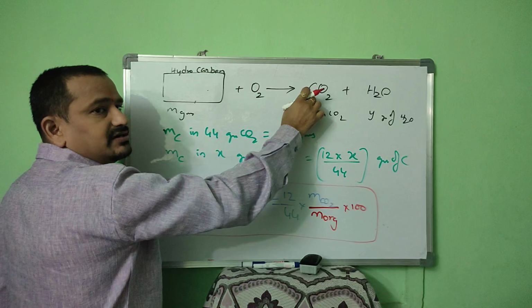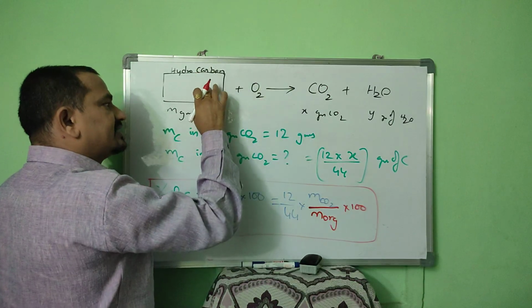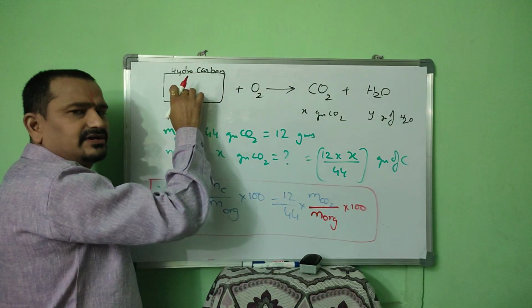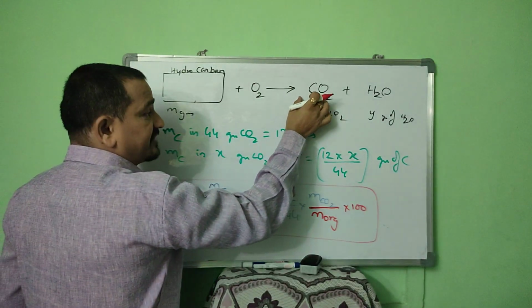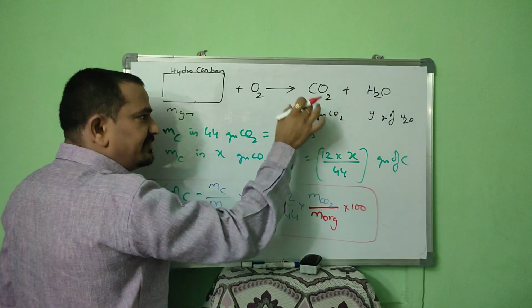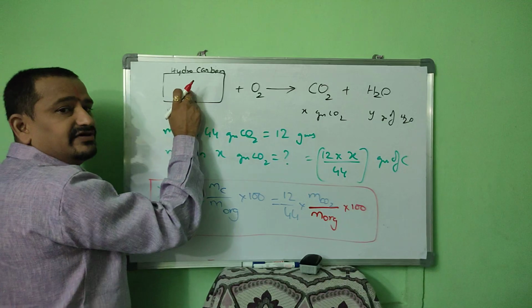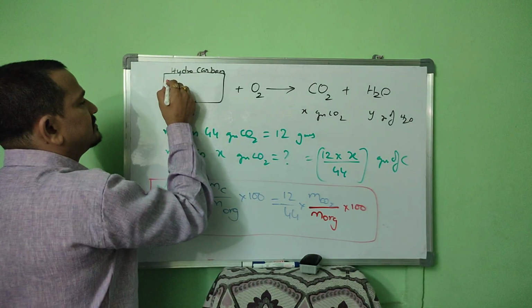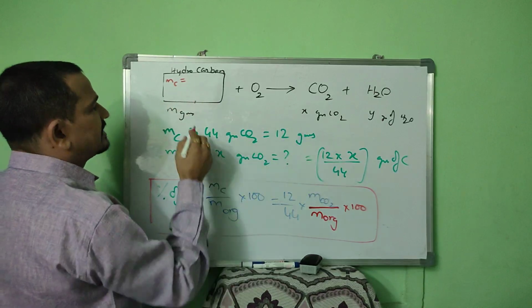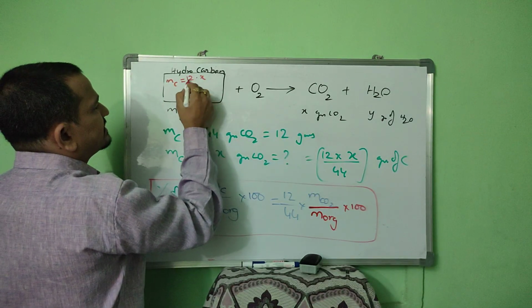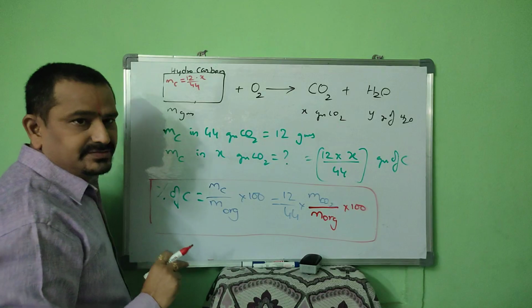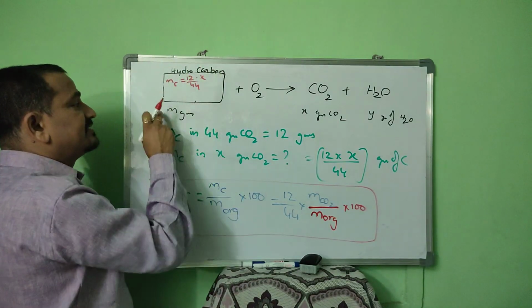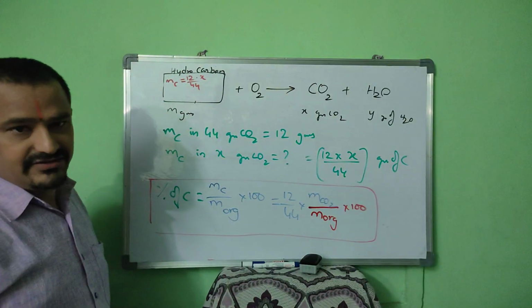Where did we get this carbon dioxide from? From the carbon present in this organic hydrocarbon only. So whatever mass of carbon we calculated here is the same mass of carbon that was from the hydrocarbon. So we determined the mass of carbon as 12 into x by 44. The mass of carbon in this m grams of hydrocarbon is 12x by 44.